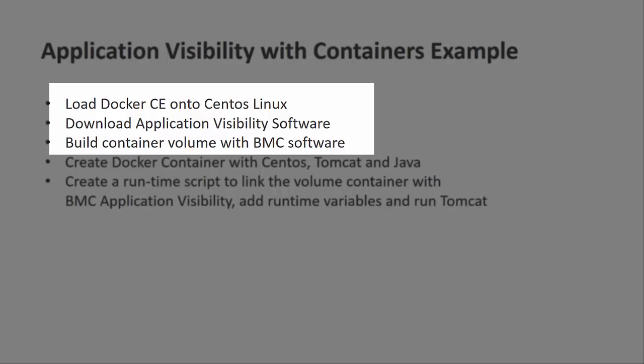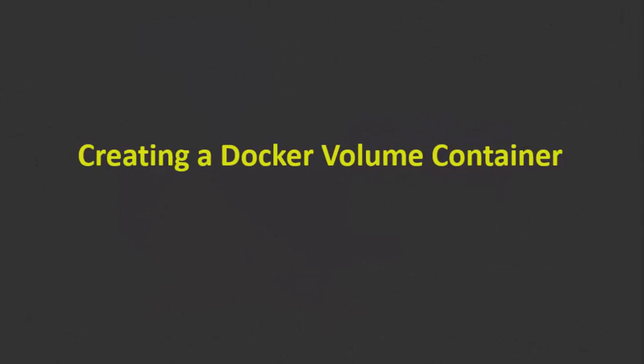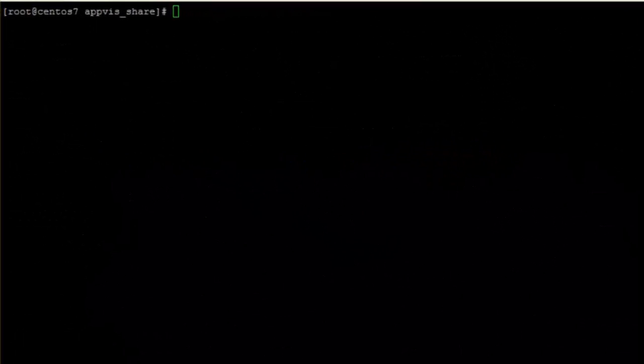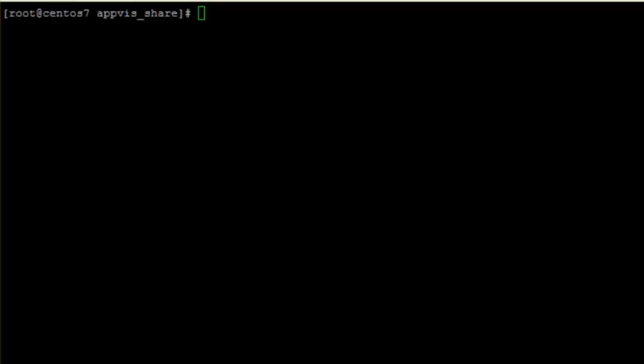First, we'll create our container that has the volume for the application visibility software, and then we'll make that a separate container. After that, we'll create an application running in a container on Docker and apply our application visibility container to that. So let's now start by creating our volume container for BMC software. I'm using CentOS 7 as our example platform, and I've loaded Docker version 17 on top of that.